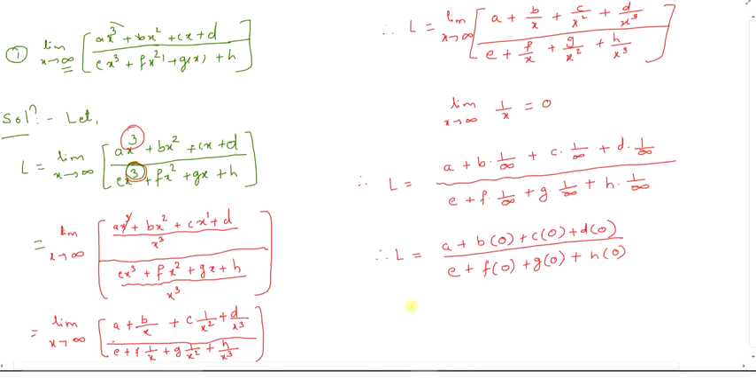So what remains there? A, and all the remaining terms become what? So what is left there? So our required limit is what? L is equal to a by e. So this is the example which we have solved, which is very easy.